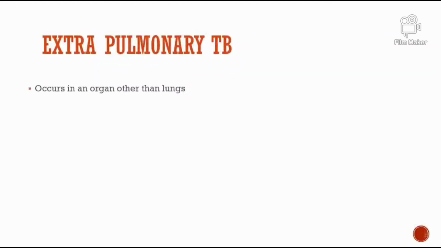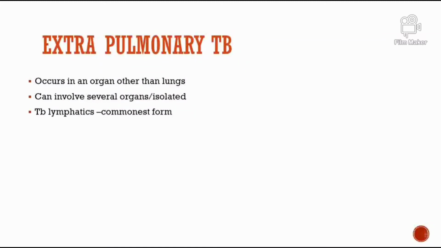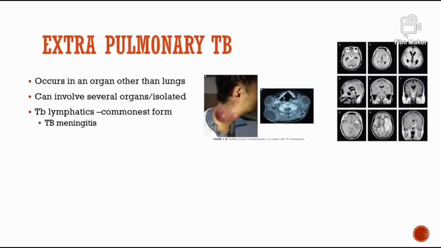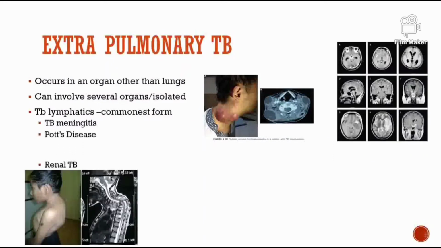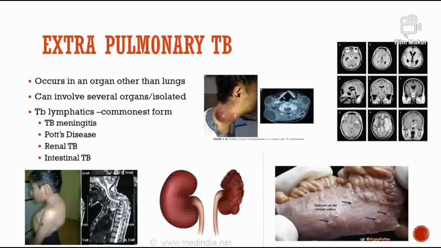Extrapulmonary TB occurs in organs other than the lungs. It can involve several organs, such as the TB lymphatics, which is the commonest form, TB meningitis, Pott's disease, renal TB, and intestinal TB.